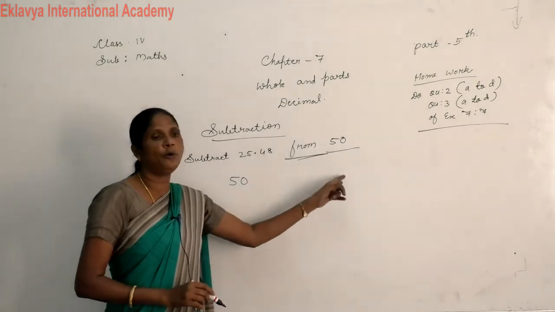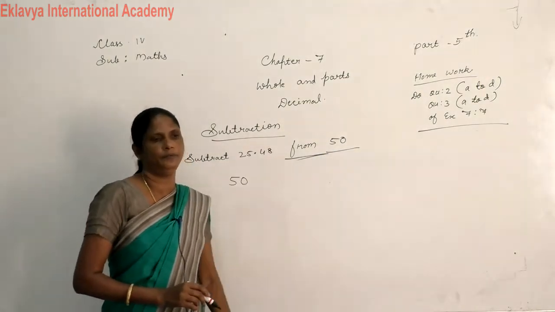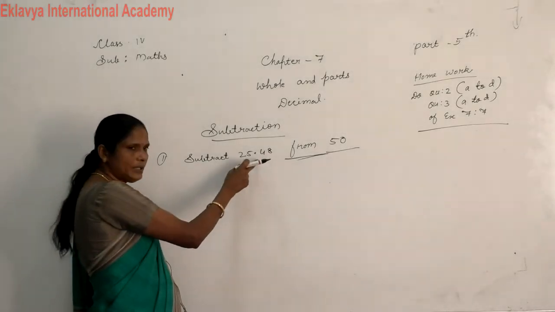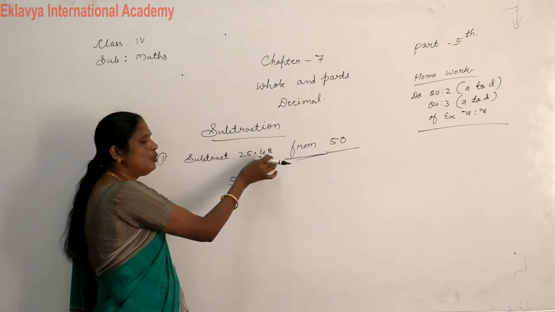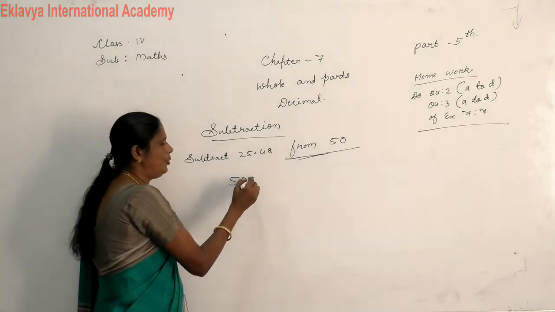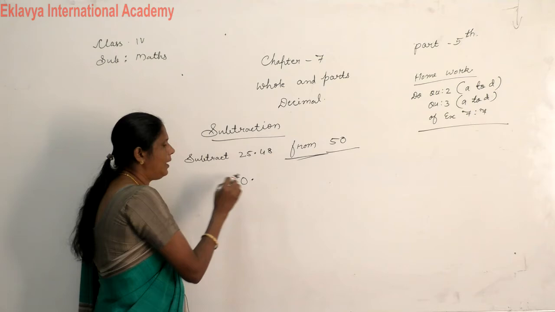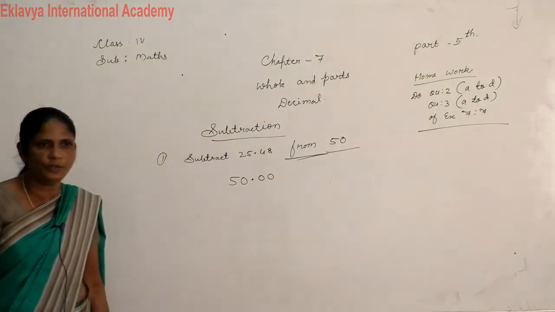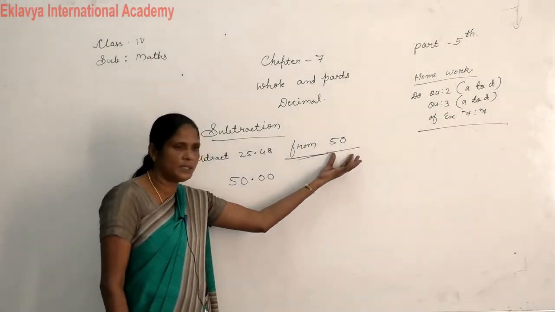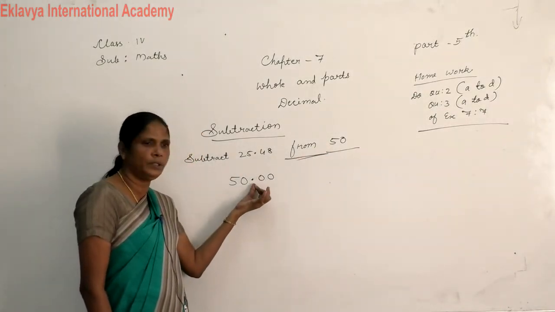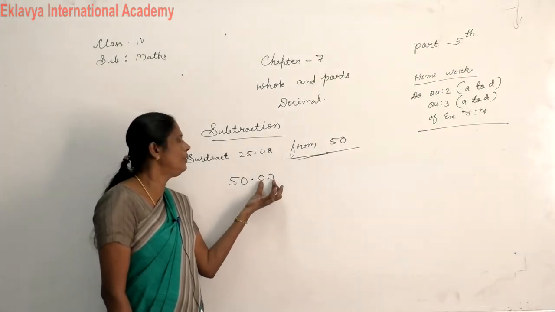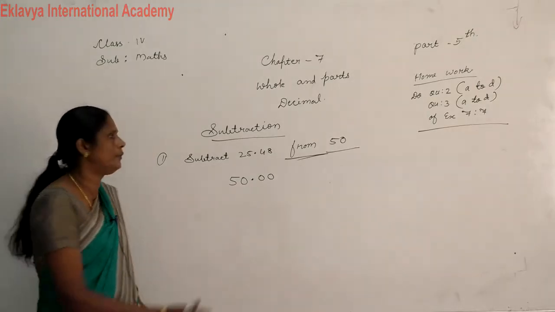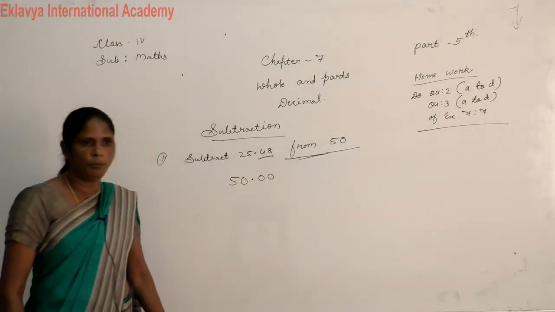There is no decimal place here. Then you look at the second number, which has 2 decimal places. Therefore, you put a decimal point, then you write 2 zeros. Understand? There is no decimal place here, so first you put the decimal point, then you write 2 zeros. Why 2 zeros? Because here there are 2 decimal places.